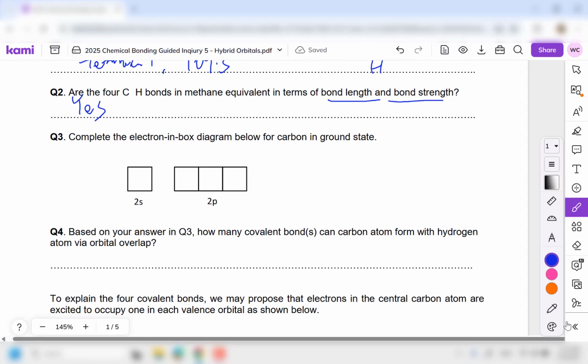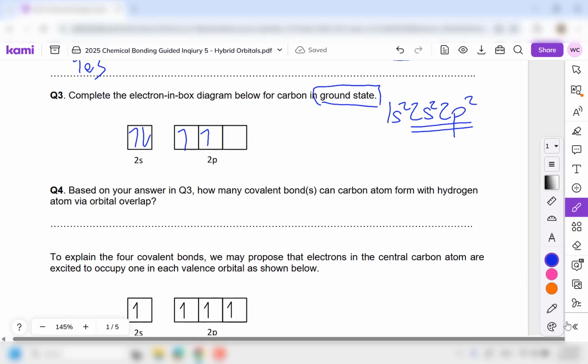Question 3, you're supposed to complete the electron in box diagram for carbon in the ground state. Some of you might not understand the term ground state. Basically, it is just the electronic configuration you would write for carbon as it is, based on Hund's rule and Pauli exclusion principle. Carbon's electronic configuration is 1s2, 2s2, 2p2. For the valence electronic configuration, the 2s subshell is filled, and then the 2p is singly occupied. One of the 2p orbitals is empty.